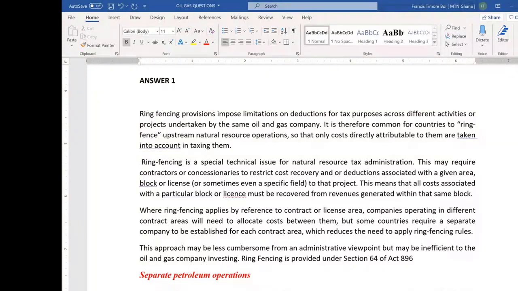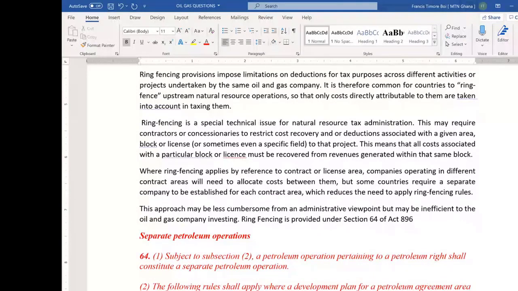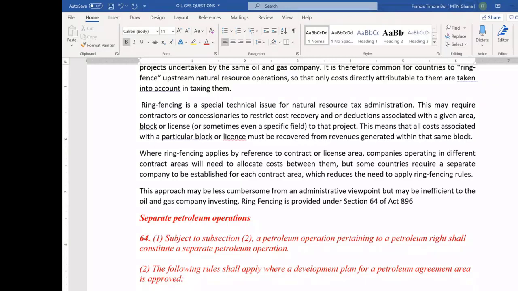Okay, so Fred, read it for us. Be our newscaster. Ring fencing provisions impose limitations on deduction for tax purposes across different activities or projects undertaken by the same oil and gas company. It is therefore common for countries to ring fence upstream natural resource operations so that only costs directly attributable to them are taken into account in taxing them. Ring fencing is a special technical issue for natural resource tax administration. This may require contractors or concessionaires to restrict cost recovery or deduction associated with a given area, block or license, or sometimes even a specific field, to that project. This means that all costs associated with a particular block or license must be recovered from revenue generated within that same block. So do you understand this point?